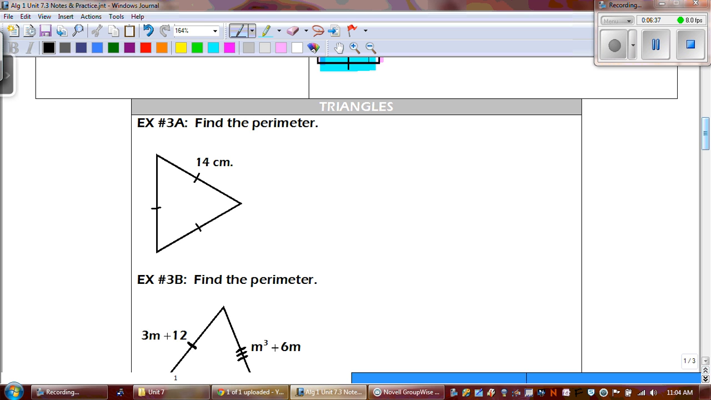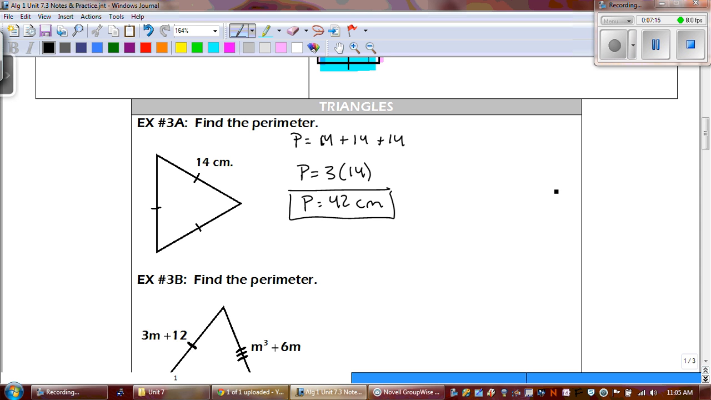Triangles. And the same rule holds true for the triangles. If we've got the tick marks, whatever the tick marks are, if they're the exact same, it means it's the same side. So we can say, well, it's the sum of all the sides. Okay, so it's 14 plus 14 plus 14. Or, since they're all the same, we have 3 sides that are the same, and you can just multiply, and you'll get the same answer. And 3 times 14 is 42, and we always want to label our units. Okay?